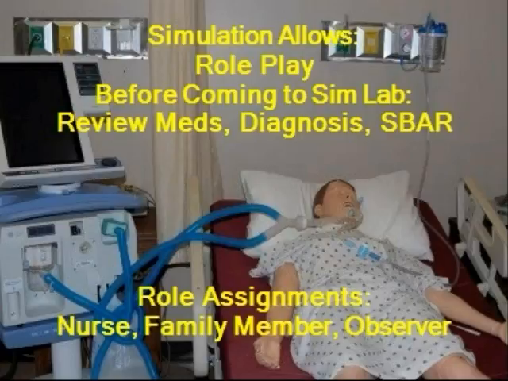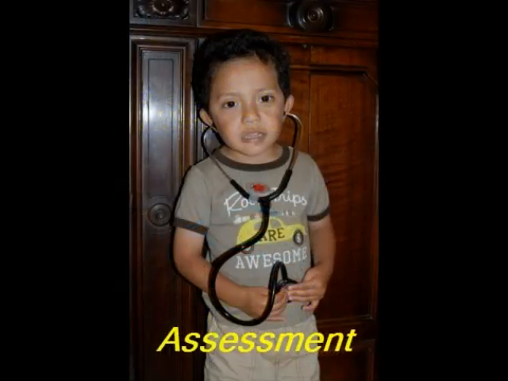Prior to SimLab, students are going to be given a diagnosis, medications, and an SBAR physician reference sheet to become familiar with. Then once students come to SimLab, they are going to be assigned roles as the nurse, family member, or the observer. Assessment is one of the most important things for a nursing student to become proficient at.